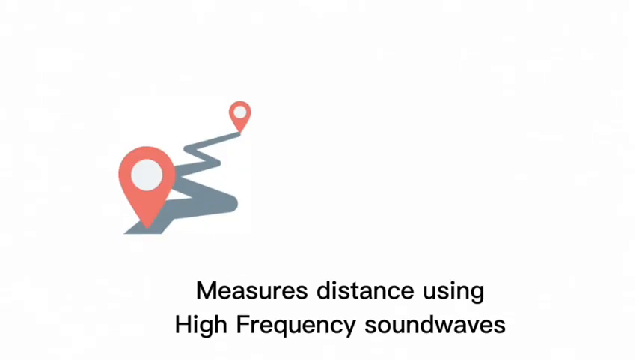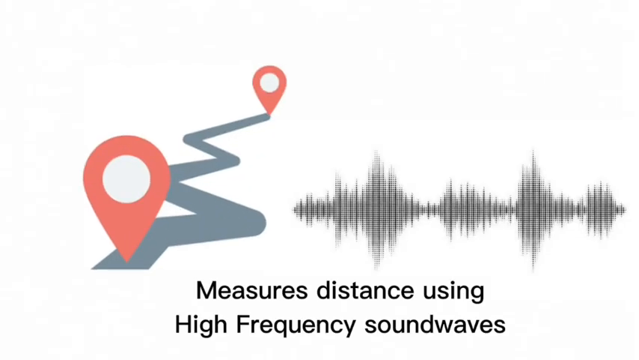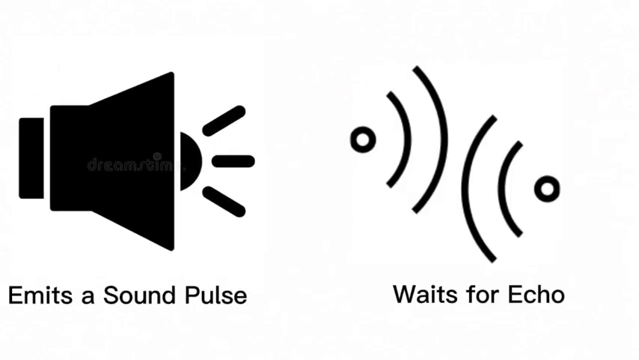Ultrasonic sensors. Ultrasonic sensors measure distance using high-frequency sound waves that humans cannot hear. The sensor emits a sound pulse and waits for the echo to return after bouncing off an object. By calculating the travel time of the sound wave, the sensor determines the object's distance.